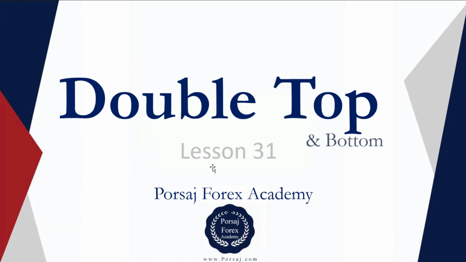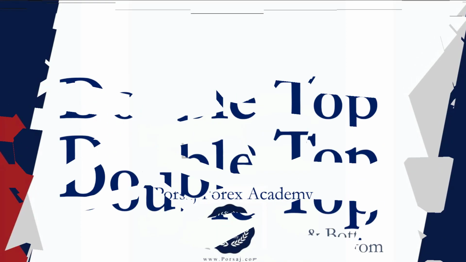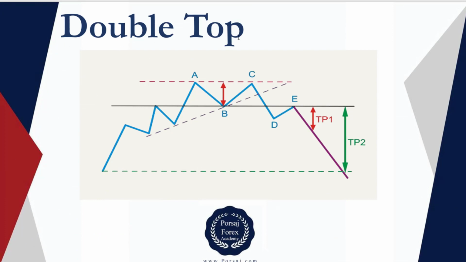The double top and double bottom patterns are common chart patterns in Forex trading that can signal potential reversals in price trends. These patterns are observed on price charts and are considered important tools in technical analysis for identifying potential entry and exit points.